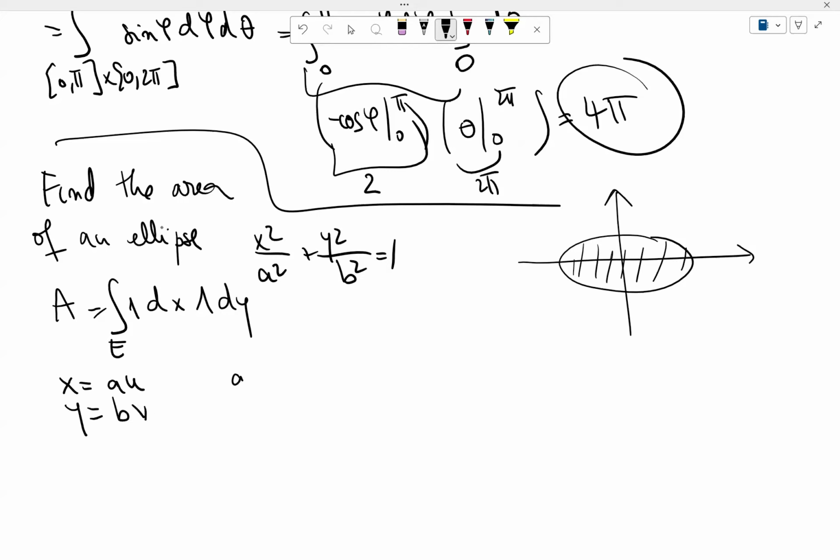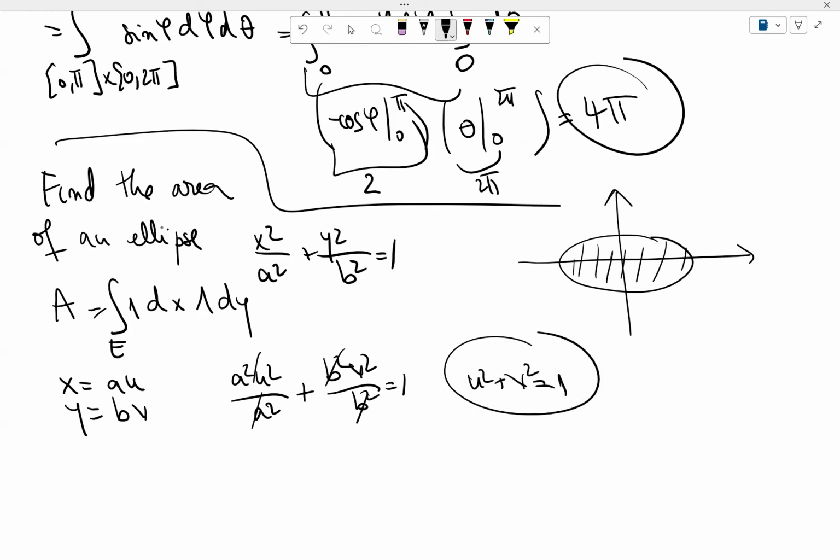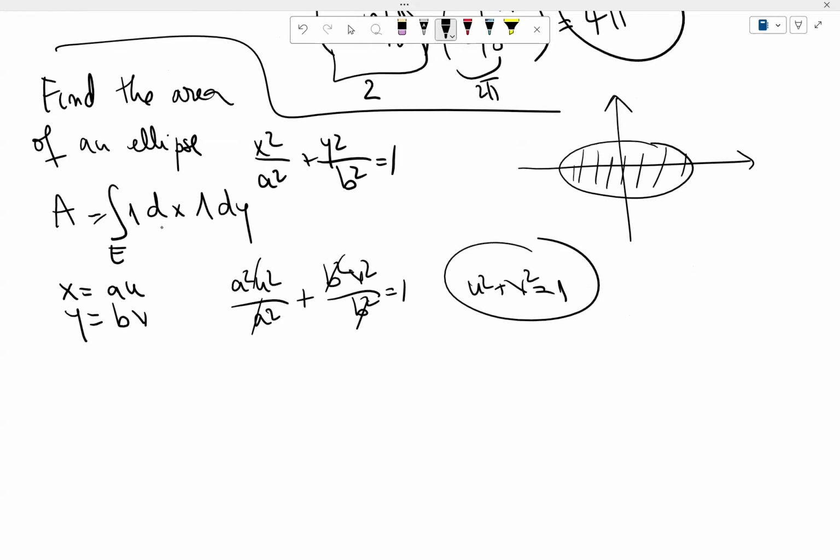So when you replace it here, you have a squared u squared over a squared plus b squared v squared over b squared equals 1. So u squared plus v squared equals 1, right? So the interior of what we get here is the disc, the circle together with its interior, with center 0, 0 and radius 1. If you look here, what is dx? This is a du. What is dy? This is b dv.